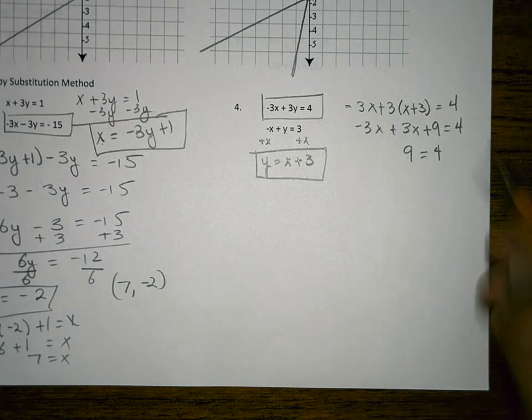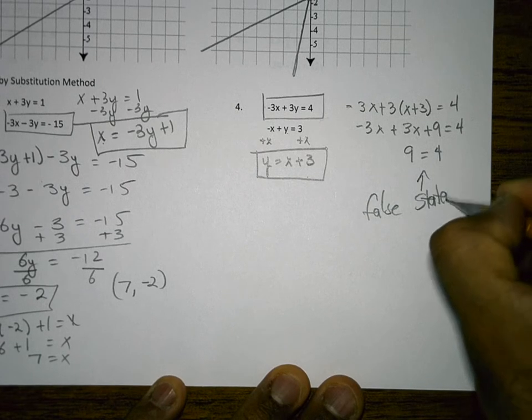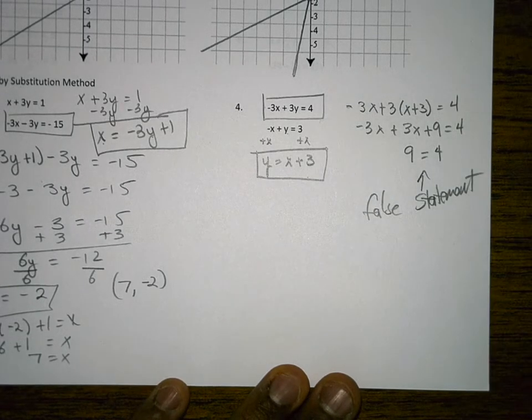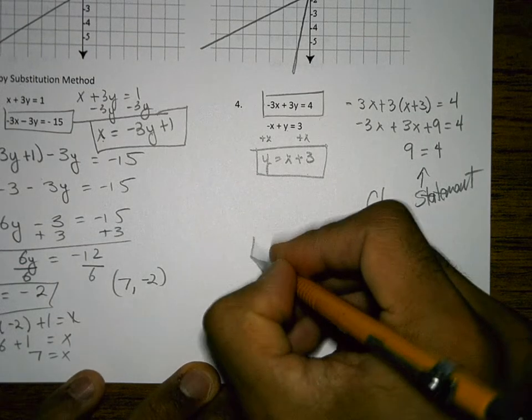Well, the variables went away, and this is a false statement. 9 does not equal 4. This doesn't work. So they don't cross. So there's no solution.